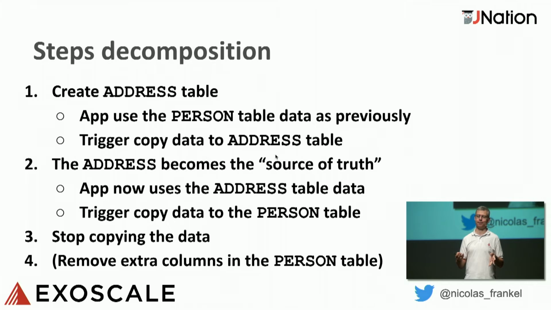everything is fine. The second step will be actually to use the address table as a source of truth. But then it's the opposite that happens. Every time we make changes to the data inside the address table, we will mirror the change in the person table. If we roll back, the address table won't be used, but still we have all the data we need in the person table.